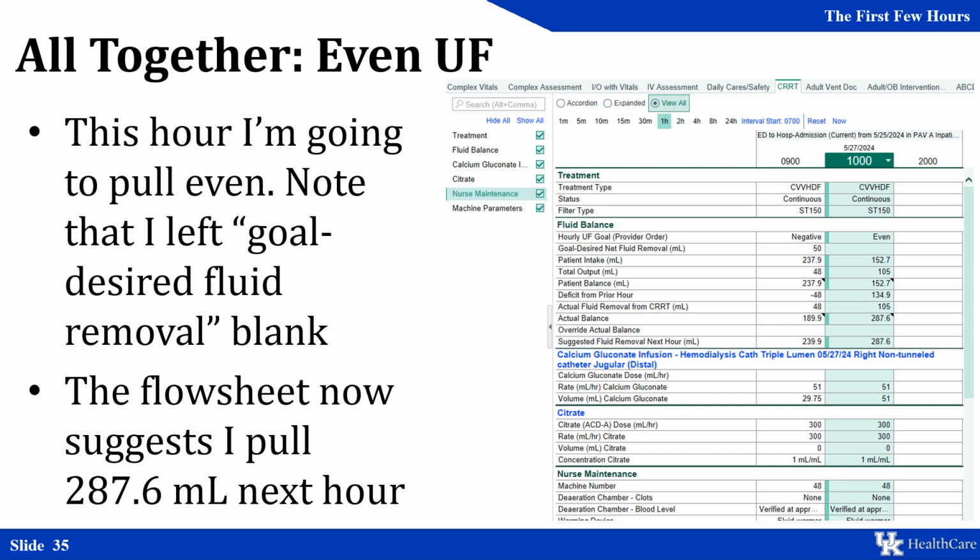We'll then transpose our intake and output from our sidebar summary, just like before, and in this case, it generates a suggestion of 287.6. If you look closely, that's the patient's actual balance on their CRRT machine.